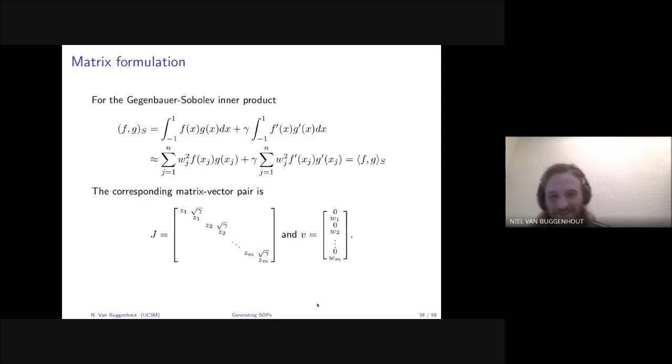Let's look at it for our example. Remember our example, we're looking at the Gegenbauer-Sobolev inner product. And then we get the corresponding matrix-vector pair as J, where we have, okay, these Z's should be X's on the diagonal, and the square root of this parameter lambda on our superdiagonal. And then our vector V should be 0, then W1, 0, W2. So you need a 0 in order to not mix derivatives.